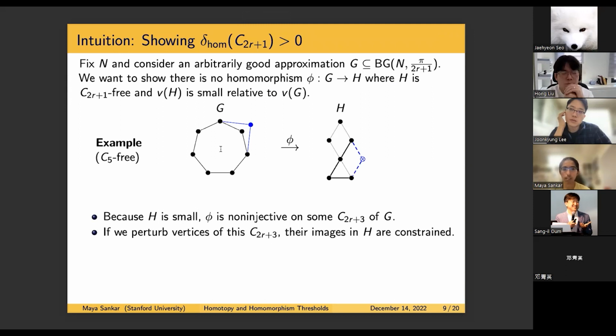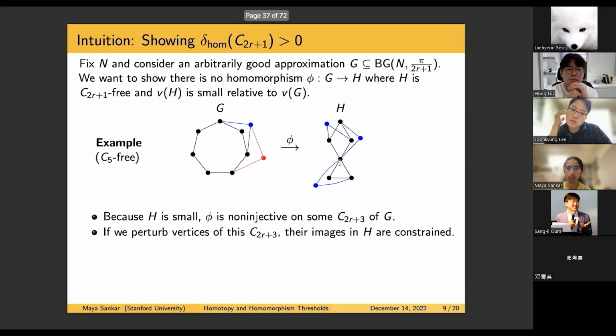And then we ask, okay, we've started with this one C7, but we can perturb vertices to get other C7s in the graph. And the images of those C7s are also constrained. Basically, because G has been mapped non-injectively, we have a triangle. And because we have a triangle in H, that means we can't do anything that would turn that triangle into a C5. So we have a lot of constraints on where these perturbed vertices can go. And we can keep perturbing vertices and keep being constrained.